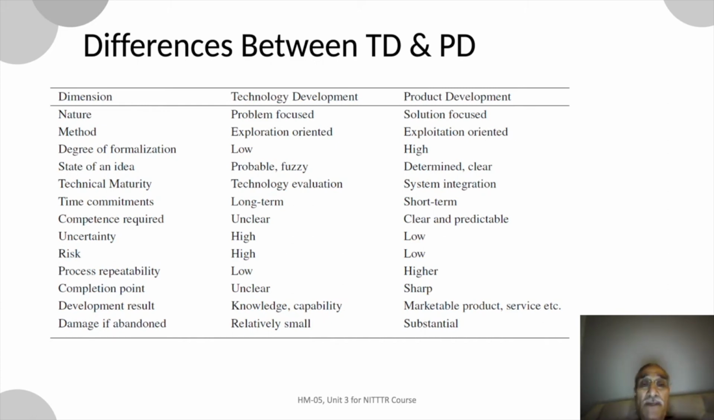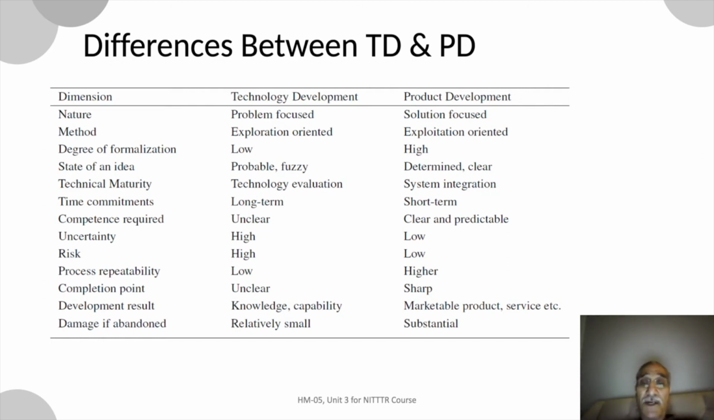Competence required in technology development is not clear. You will need multiple expertise, multiple domain understandings. You can have some domains which are still not explored properly. So the competence required is not very clear, and that's why it's a very, very huge challenge. While in the case of product development, because it has come through, we are very clear what competencies are needed, what expertise is needed, and they are therefore predictable.